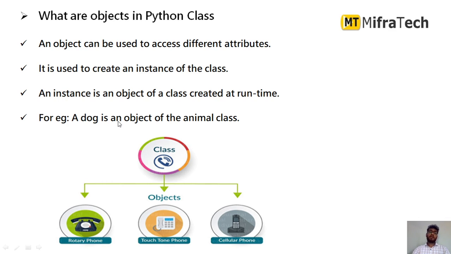For example, I told a dog is an object of the animal class, or you can see in the picture, they have taken telephone as a general class, but in this there are different types, like a rotary phone, a touch tone phone, a cellular phone. So these are the different objects of that class phone. So this is how a class and object work.